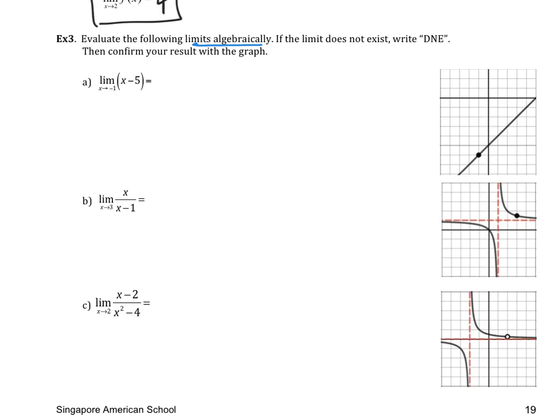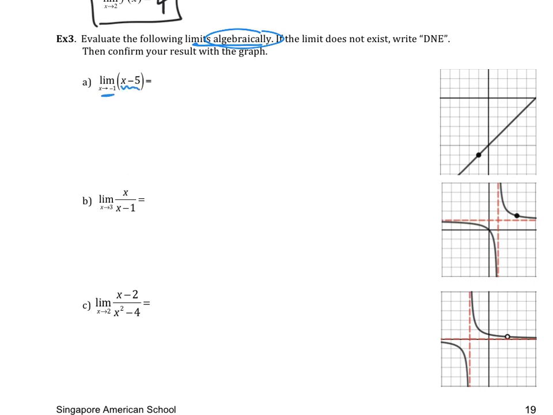So we're going to pretend the graphs aren't there, and we're just going to evaluate the limit, because that's what you would do on a quiz or test. You wouldn't have the graph, you wouldn't have your graphing calculator, so we would just ask you to do it algebraically. So we want to know, what would the limit be for this particular graph as x approaches -1?